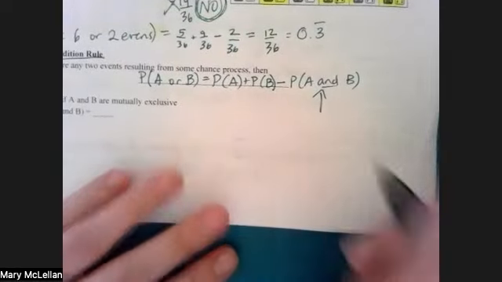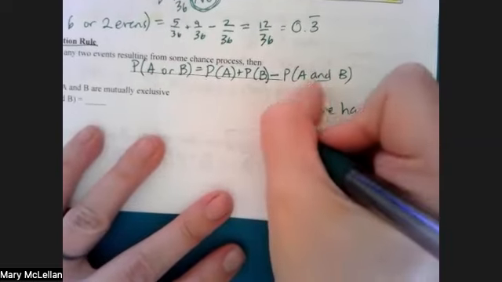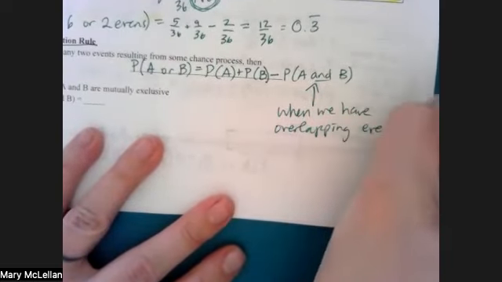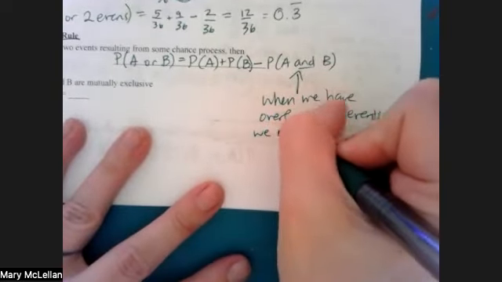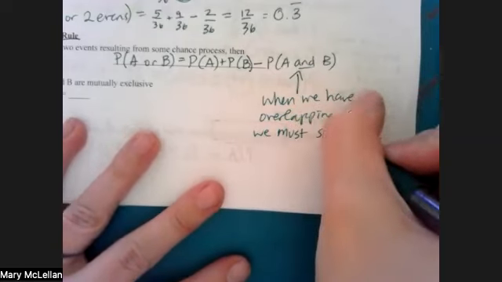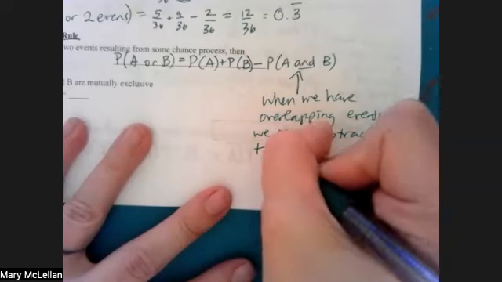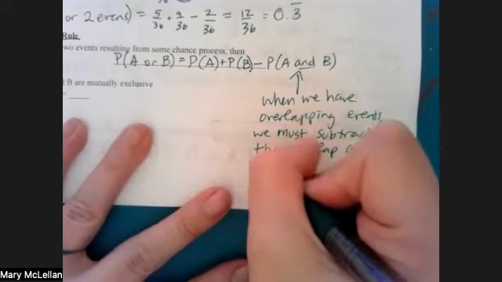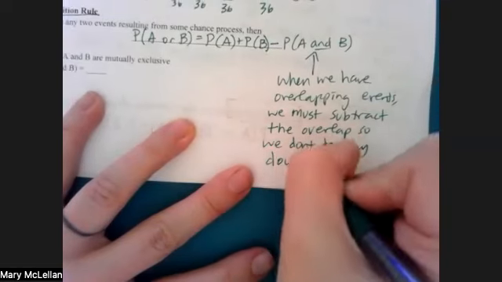When we have overlapping events, we must subtract their overlap. So we don't do any double counts.